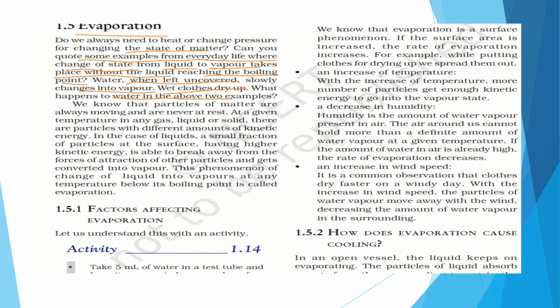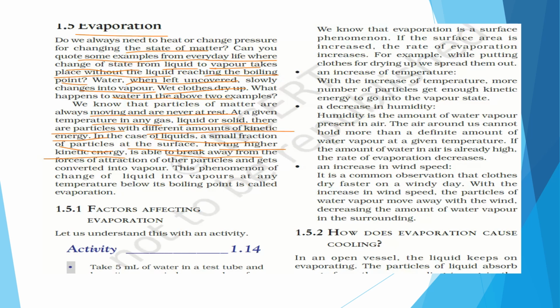Now we know that particles of matter are always moving and never at rest. At a given temperature, in any gas, liquid or solid, there are particles with different amounts of kinetic energy, right? We told that the kinetic energy increases when we heat a substance. In the case of liquids, a small fraction of particles at the surface having higher kinetic energy is able to break away from the forces of attraction of the other particles and get converted to vapor.